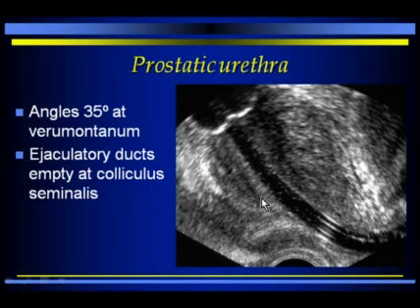The verumontanum is where the ejaculatory ducts insert into the prostatic urethra, and there's what we call a pre-prostatic urethra, which runs from the bladder neck down to the verumontanum, and then the post-prostatic urethra comes down to the apex of the prostate, and there's usually a 35-degree turn between those two portions of the urethra. In this case, you can actually see the urethra very well because it's distended by the Foley catheter.